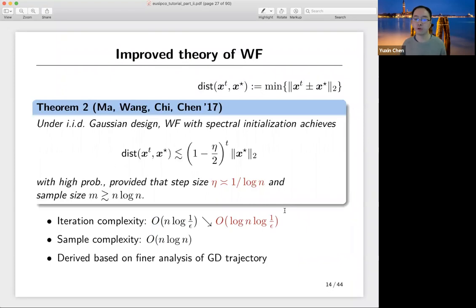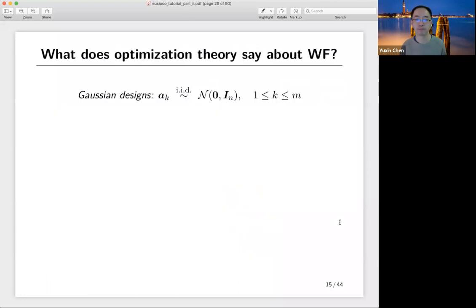Fortunately, in our recent work, we are able to show that the step size can be taken to be much more aggressive, at the level of 1/log n, which in turn allows us to improve the iteration complexity to log n times log 1/ε. So it's a significant improvement upon the original result. We're going to spend a little bit of time discussing why we're able to improve the theory, which turns out to require some very fine-grained analysis of the gradient descent trajectory.